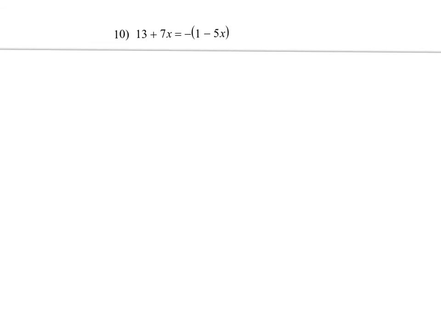All right, next up here on number 10, once again I have a parentheses here, so I want to distribute. Now there's no number there, there's just a negative, so I'm going to distribute that negative, and so that becomes negative 1 plus 5x. And this side will keep it the same as 13 plus 7x.